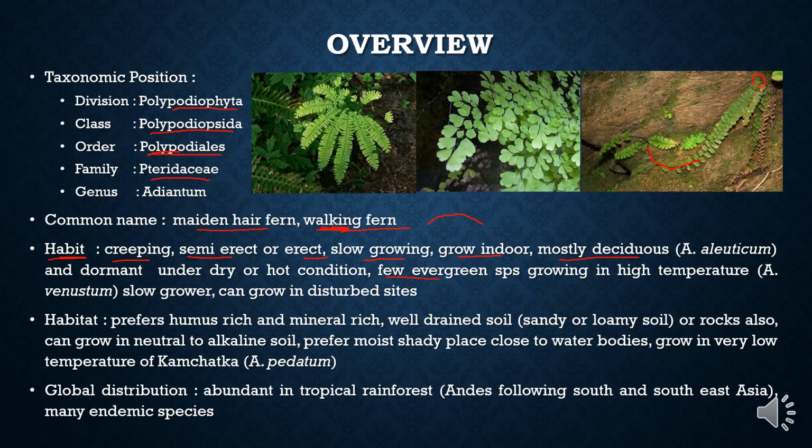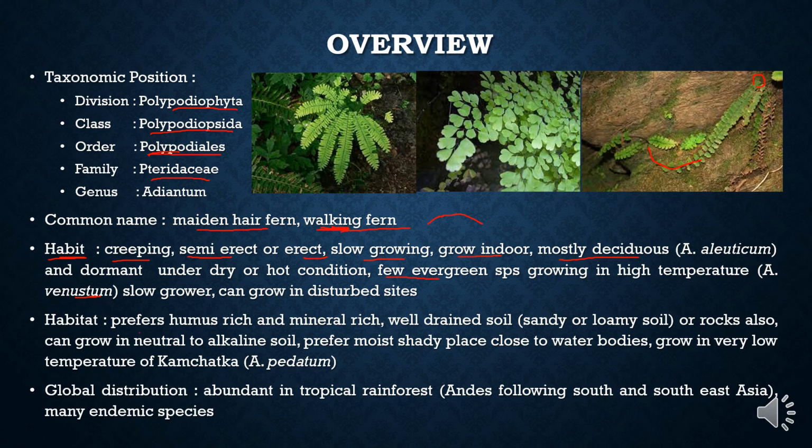Most species of Adiantum are deciduous, but a few species, for example venustum, are found to be growing in evergreen condition. Evergreen condition occurs only in few species, and also when the condition is cold and moist with a low amount of sunlight.